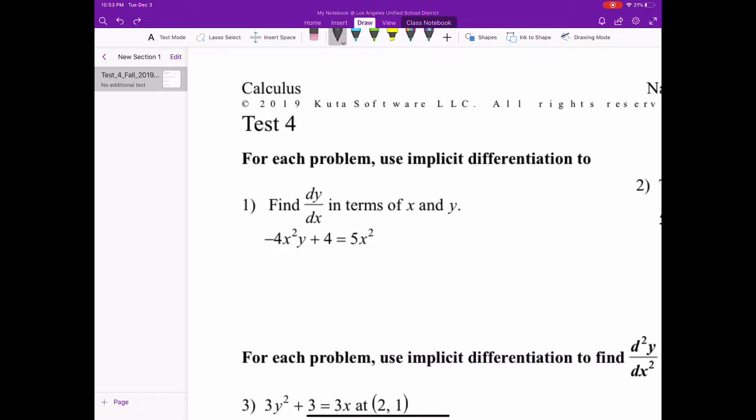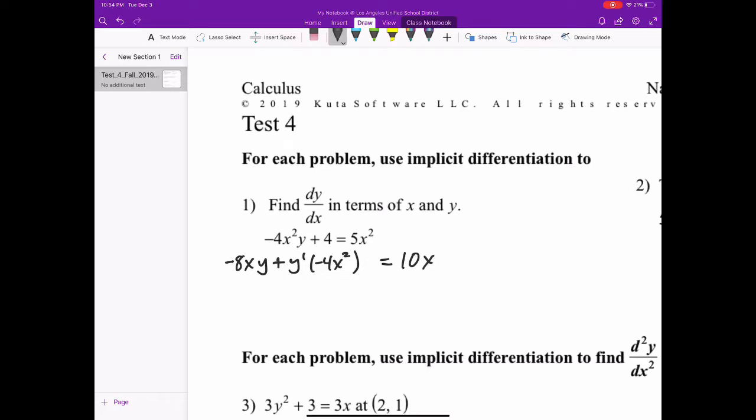That's going to be, we see x squared and y multiplying each other, so we have to use product rule. So I'm going to take the derivative of the front, leave the back alone, derivative of the back, leave the front alone. Okay, the derivative of 4 being a constant, that's going to lead us to 0, and we're going to take the derivative of the right side, which is just 10x.